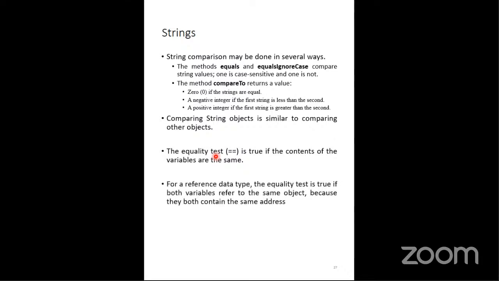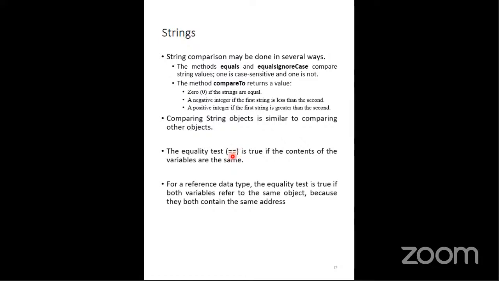Okay, for a reference data type, the equality test is true if both the variables refer to the same object, because the content of both the variables will be the same address. Okay, try to understand this particular point. We are talking about the equality operator. Why are we talking about the equality operator? You can compare two strings with the help of the equality operator also, without using these methods. But how is it different? What happens when I use the equals method and when I use the equality operator? That we are trying to understand. So first of all, let us understand the equality operator.